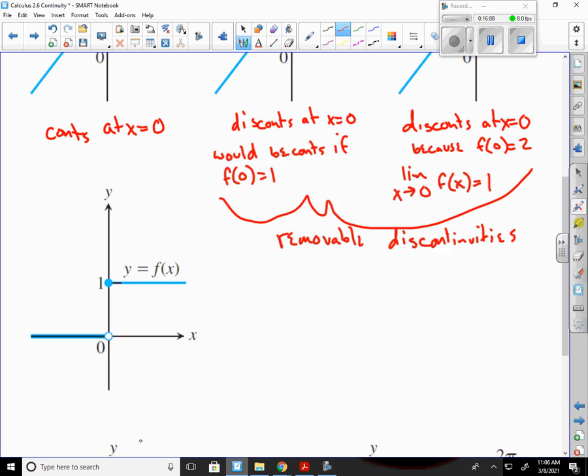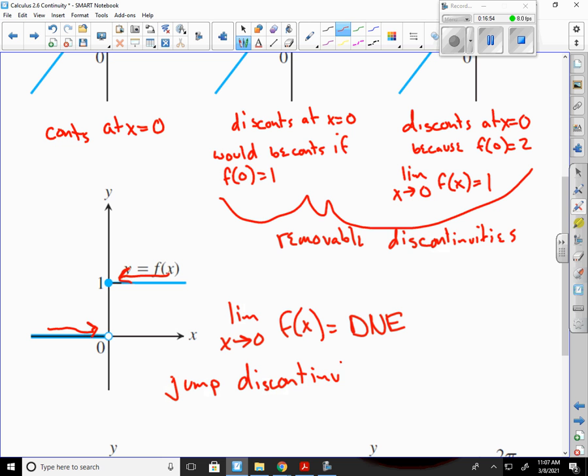The next one, those ones are more serious because my limit as x approaches 0 does not exist. So there's no way to remove this. My limit as x approaches 0 of the function f of x does not exist. And the reason for that is, as I approach from the left, my limit is 0. As I approach from the right, my limit is 1. And so this creates a jump discontinuity, because my whole function jumps.